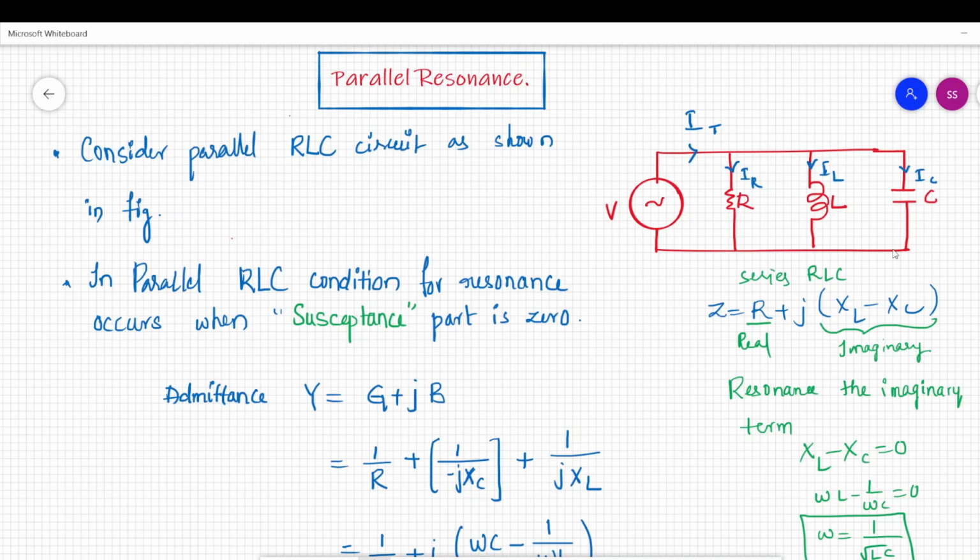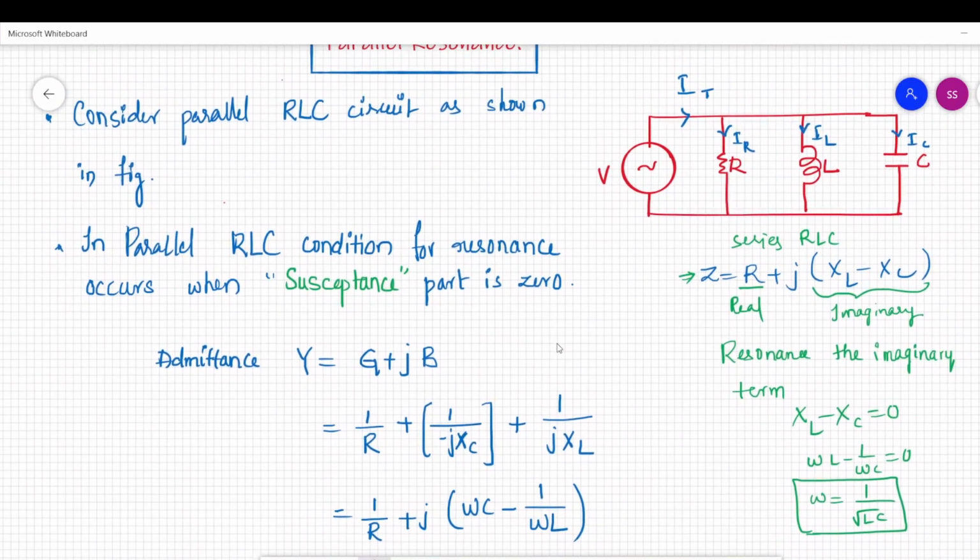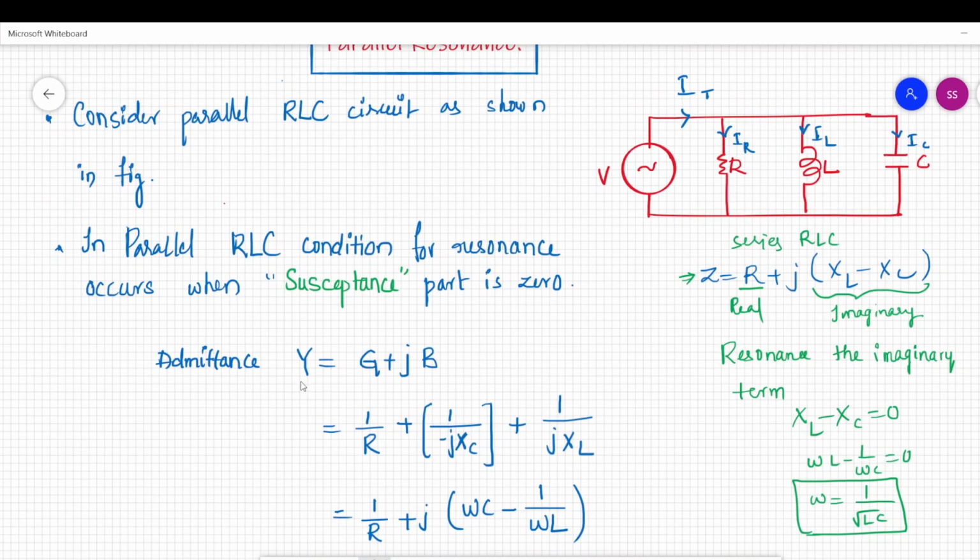Now let us discuss parallel RLC. For series circuits, we obtained impedance. Similarly, for parallel circuits, we are going to derive admittance. You know admittance, right? That is Y equal to G plus jB. In series circuits, the net reactance was made equal to 0, XL minus XC. But in parallel circuits, we are going to equate the net susceptance to 0. So in parallel RLC, the condition for resonance occurs when the susceptance part is equal to 0.